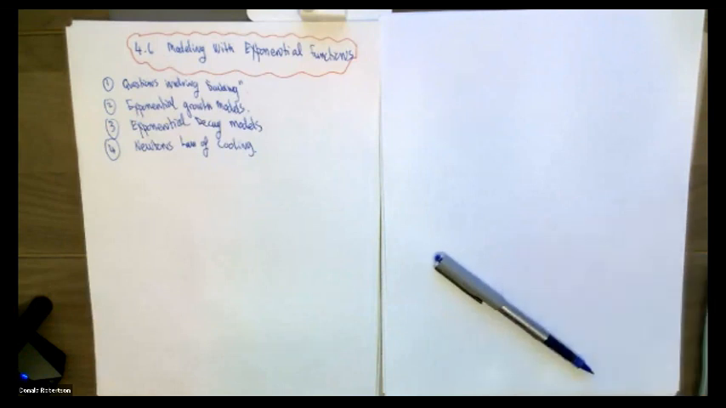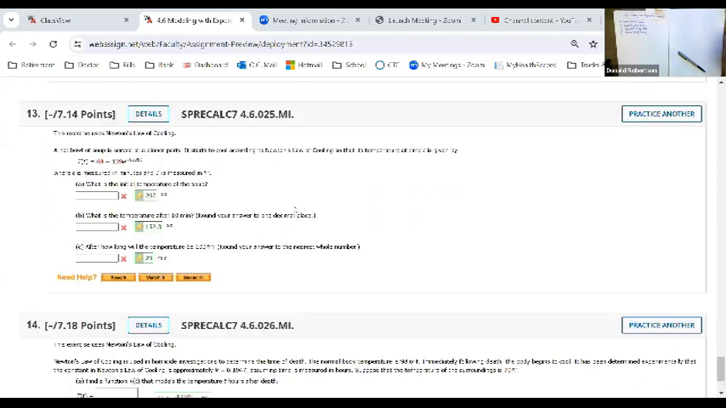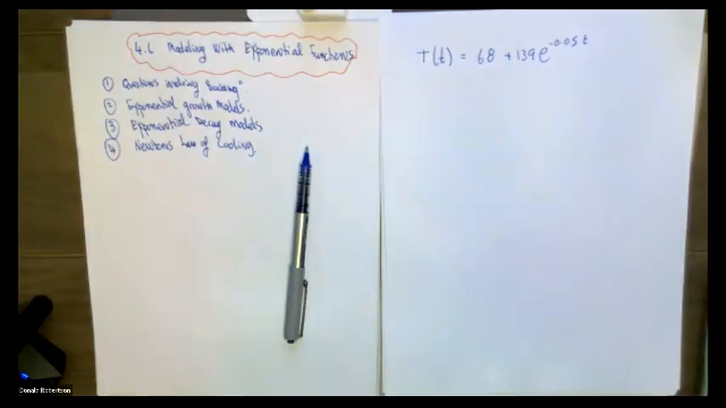So the last guy that we're going to deal with is Newton's law of cooling. Let's show you. There's only, I think, 2 questions using Newton's law of cooling. Here it is, up the top. The temperature after time t of a cooling bowl of soup is 68 plus 139 e to the negative 0.05t. And it's going to be very quick.